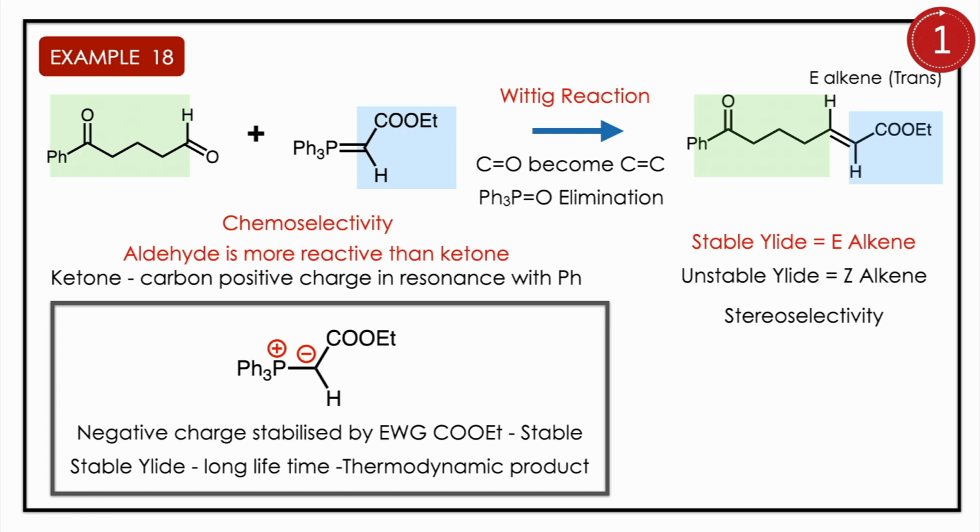Here you may wonder which alkene will form, E alkene or Z alkene. The E alkene is favorable because of the stable ylide. The negative charge on the carbon is stabilized by the electron-withdrawing ability of the carbonyl group. So the ylide is stable, and the alkene is the E alkene. The concept you have to learn here is that this kind of question may come as a combination of chemoselectivity and stereoselectivity.